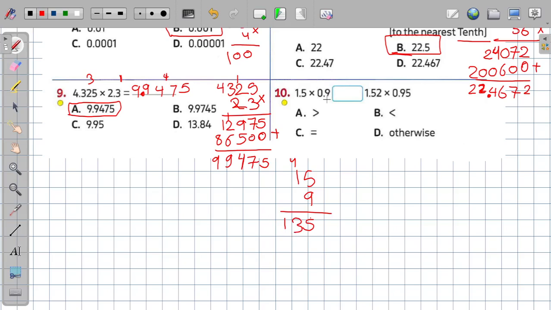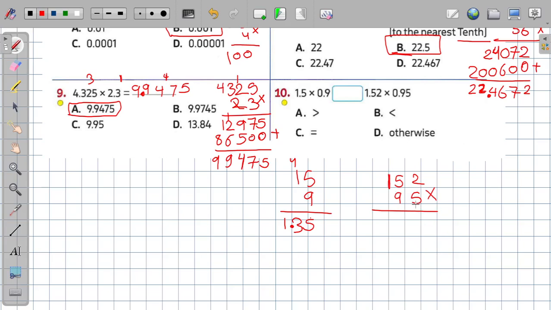But here I have 1 decimal place, and here I have 1 decimal place, so the result will have 2 decimal places, so I have 1.35. Next, I have 152 by 0.95, or maybe I can say 95.